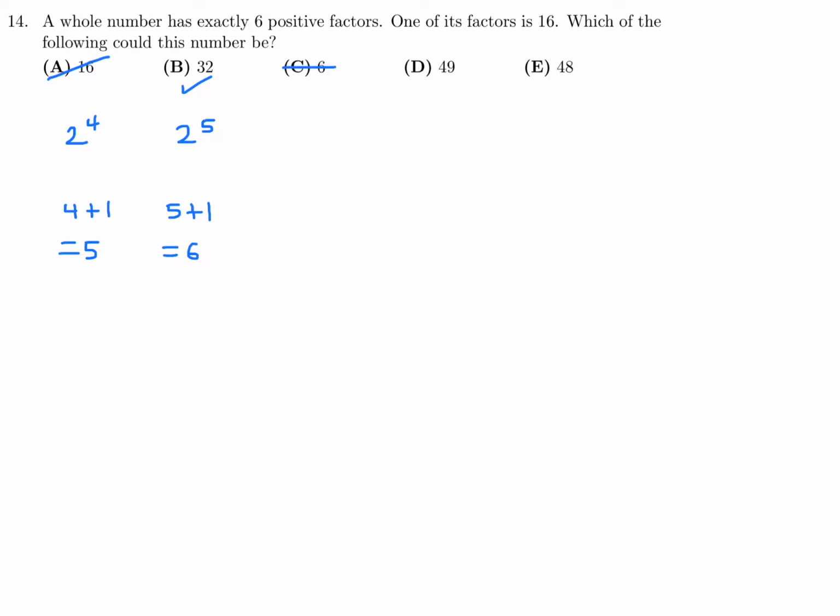49, well, 16 is not a factor of 49. 16 is a factor of 48, but let's see what we have when we break it up into its prime factors. It's 2 to the power of 4 times 3 to the power of 1. If you use the rule, it's 4 plus 1 times 1 plus 1. That's the number of divisors, and that's going to be 5 times 2, which is 10. So that's much more than 6. So the only one that fits the bill is 32, which is choice B for number 14.